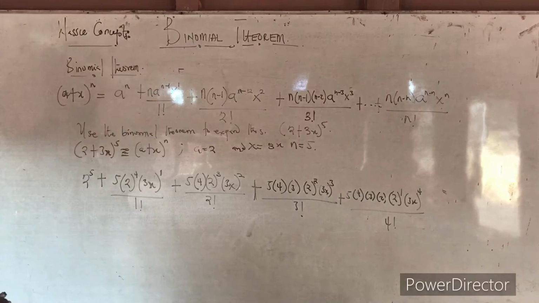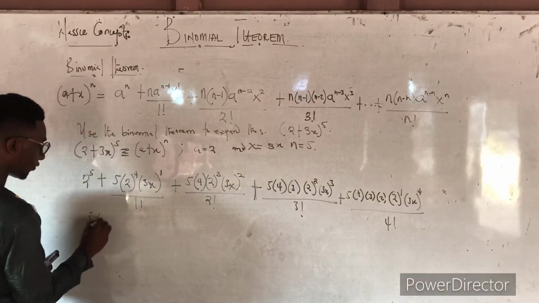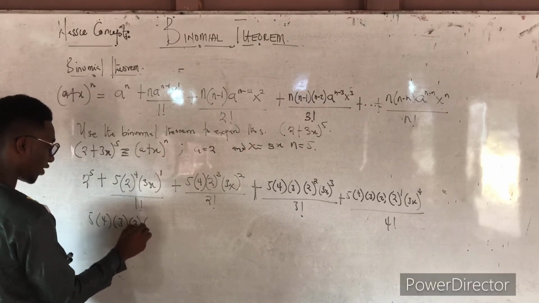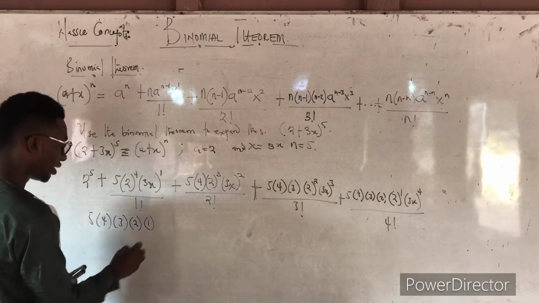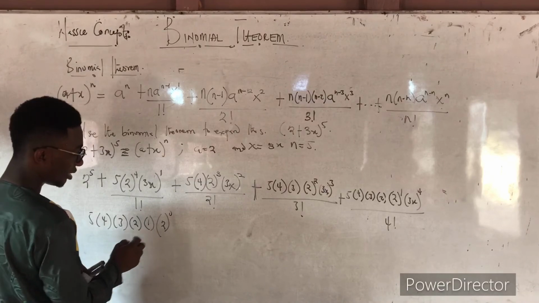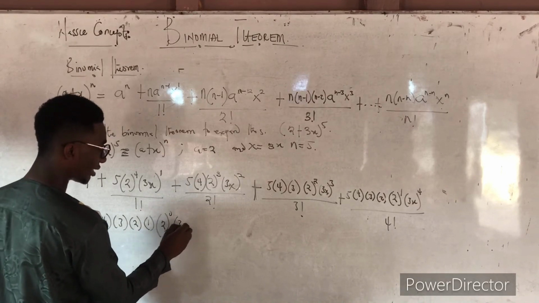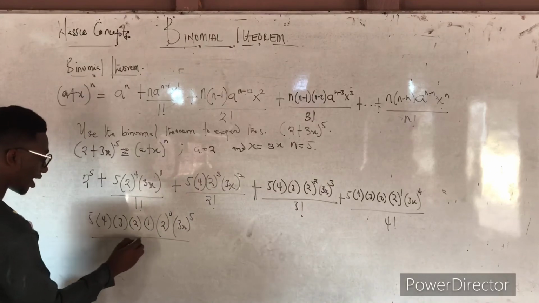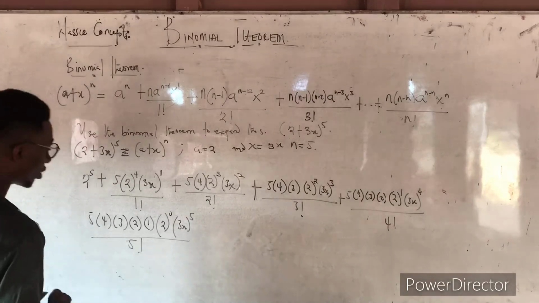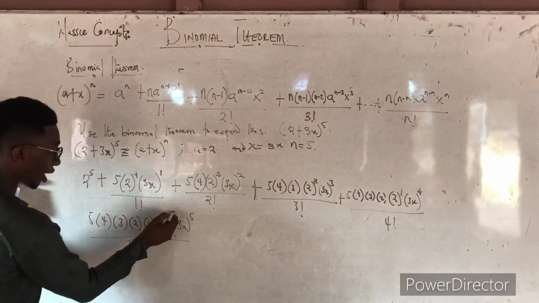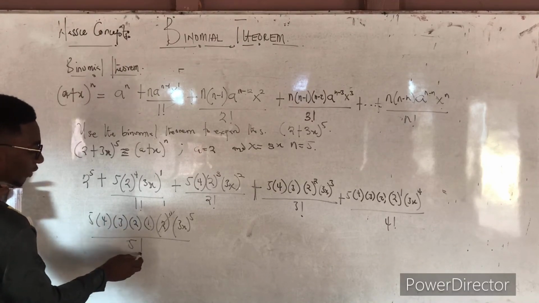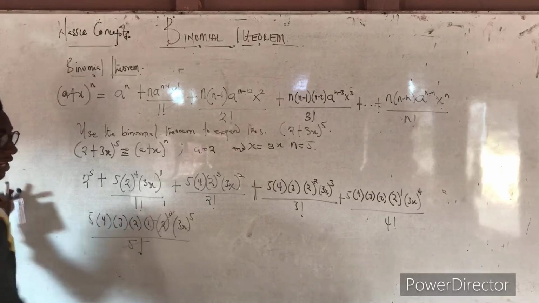And the last expansion will become 5, 4, 3, 2, 1, times the a, which is 2 exponent 0, and 3x exponent 5, all divided by 5 factorial. Now, when you calculate it, 2 exponent 0 gives you 1, and 5 times 4 times 3 times 2 times 1 is the same as 5 factorial, so they cancel out. So you get only 3x exponent 5.